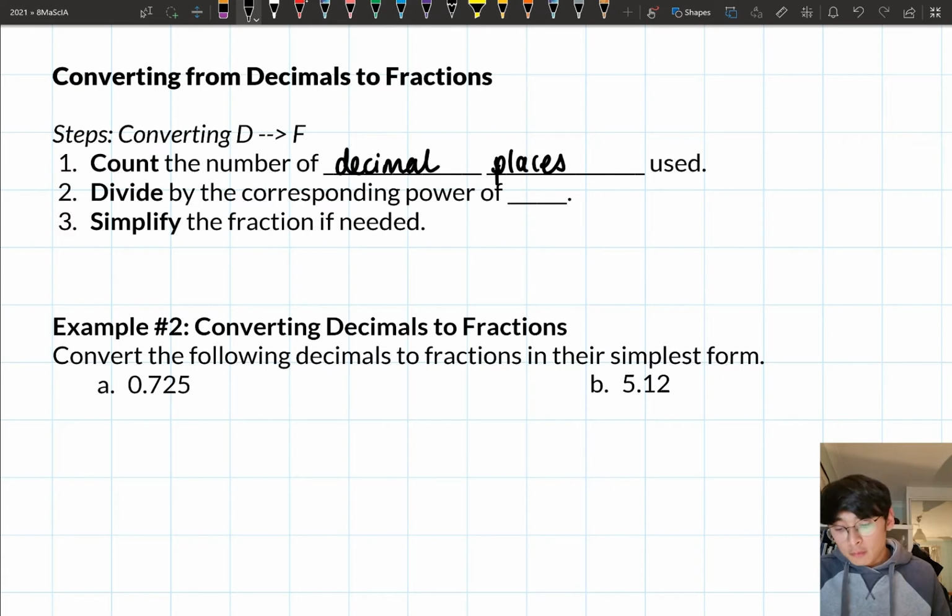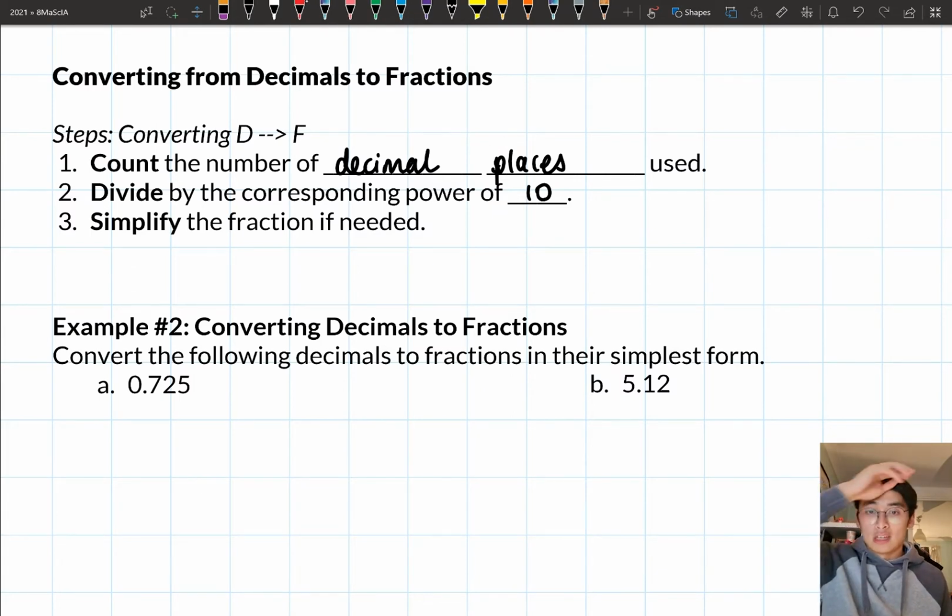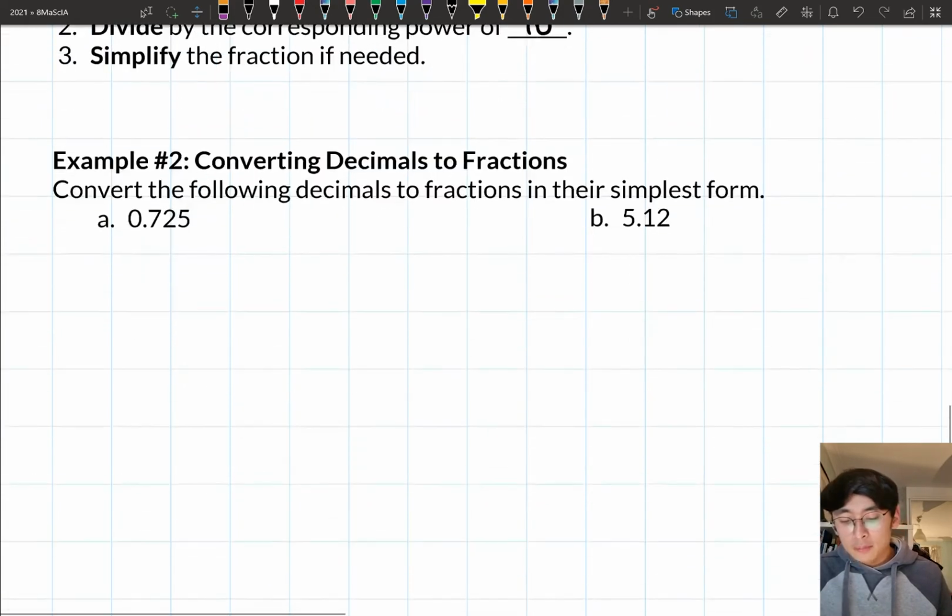Okay, then from there, we want to divide by the corresponding power of 10. Powers of 10 are just numbers that have a 1 and any number of 0s after it. So 1 is a power of 10, 10 is a power of 10, 100, 1,000, 10,000. These are all examples of powers of 10. And then the final step is we simplify the fraction if needed. So let's have a go at a few examples of this.